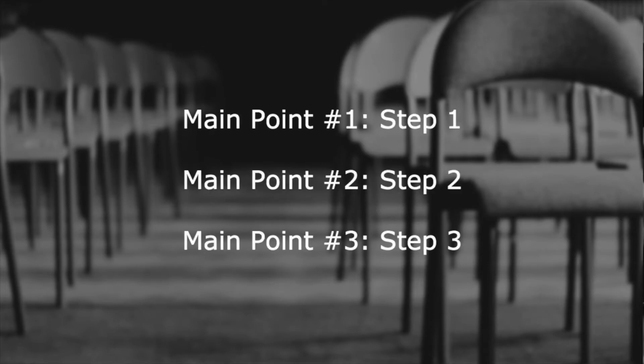In the chronological pattern of organization, main points are organized in the order that they occur in time. The first main point is the first step of the process, or the first event in history. The second point is the second step or event, and so on. The chronological pattern of organization is often the most effective pattern of organization to use when describing historical events, processes, and instructions for how to do something.